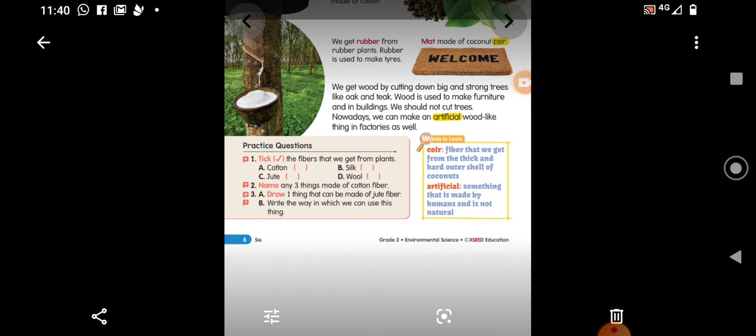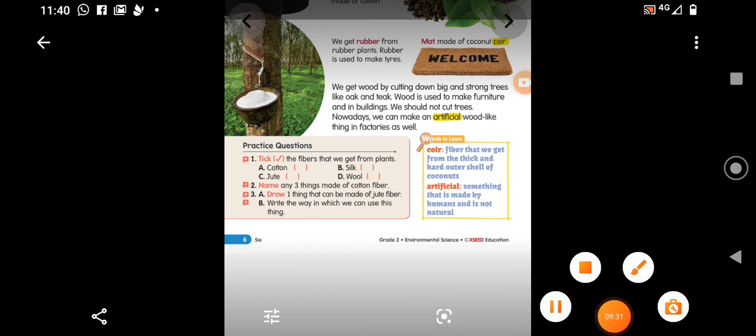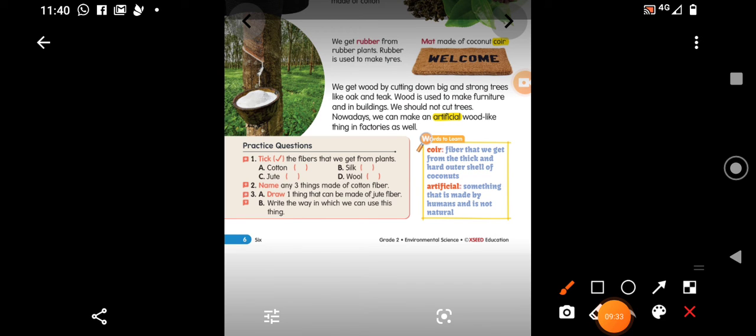Tick the fibers that we get from plants: cotton, silk, jute and wool. As usual, what to be done, children? You will be ticking it. Cotton, yes, you have to tick it. Silk is from silkworm. Jute, you will tick it. Wool is from the sheep. You all know that. Very good.